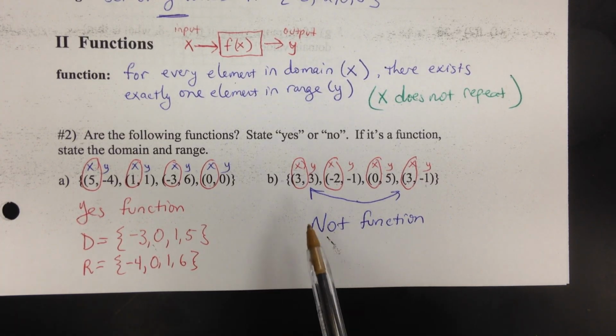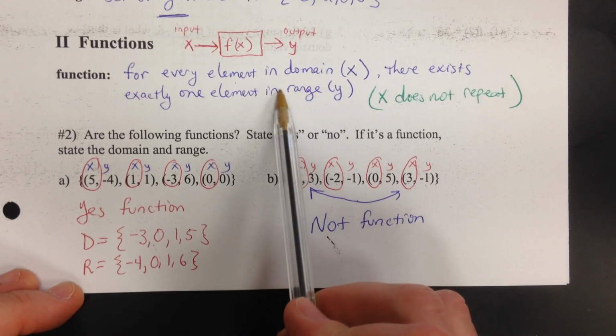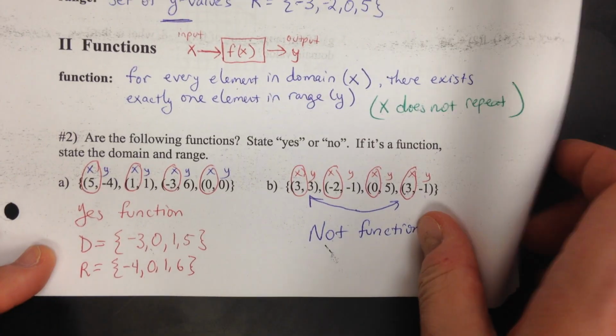Okay, so that's the big idea. For every x in the domain, there can only be one y. X does not repeat. So we're going to flip it over.